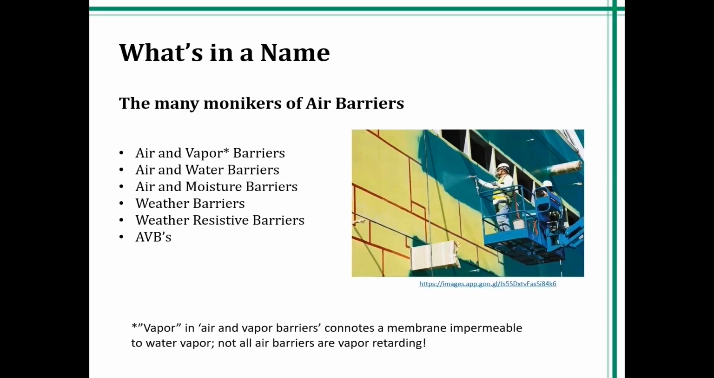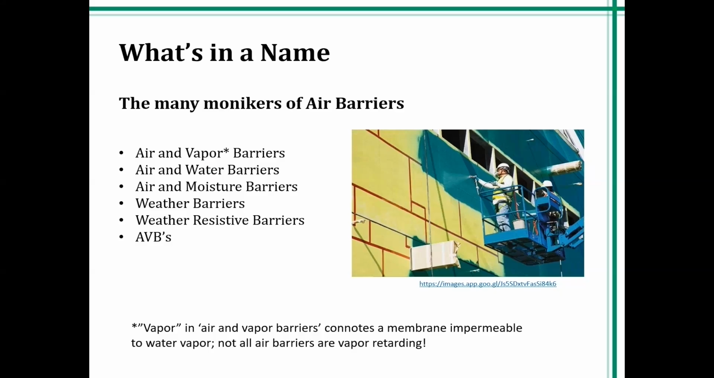So what's in a name? These are the many monikers of air barriers. Air and vapor barriers, air and water barriers, air and moisture barriers, weather barriers, weather resistant barriers, AVBs. These are things that just really raise my dander, and I'm not a big fan of it. I really don't like the term vapor in any type of air barrier language. The reason being is that the term vapor, as I mentioned earlier, is technically incorrect.